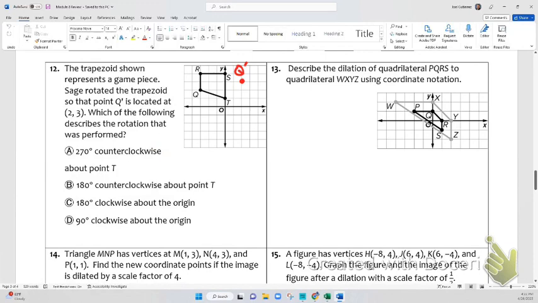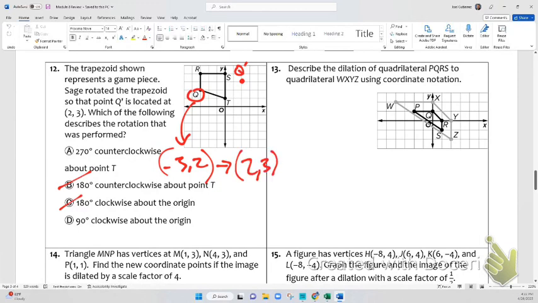So if we go through each one of these, 270 degrees counterclockwise, that could be it. 180 degrees would mean that it's somewhere over here. That's not the case, so it can't be that one. Once again, it can't be that one. But more specifically, if you compare the coordinate points, the original Q, this one here, is at negative 3 and 2. And if we take a look at the new coordinate point, the Q prime, this one is now at 2 and 3.